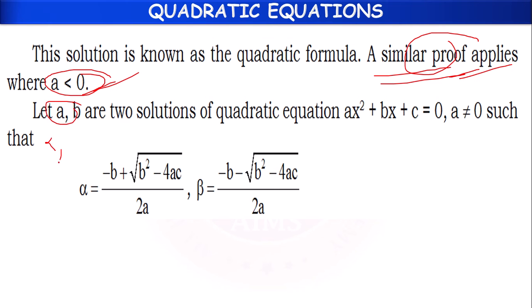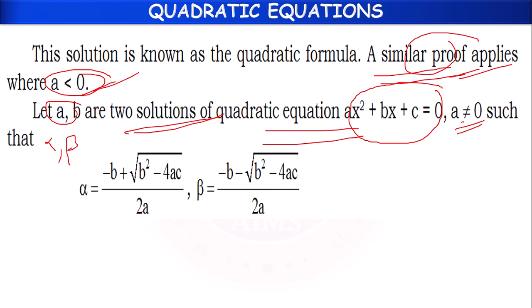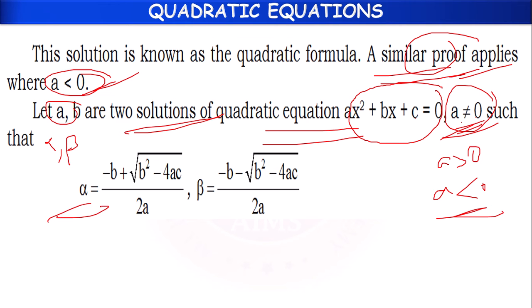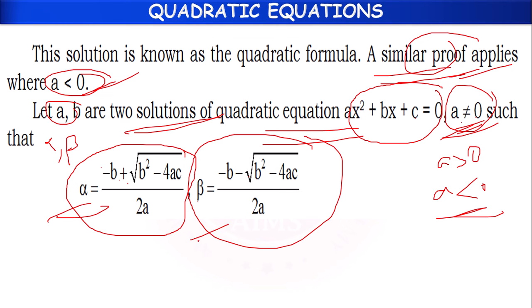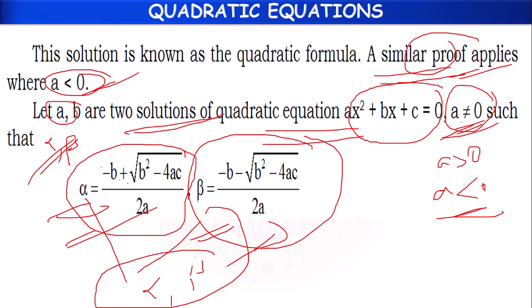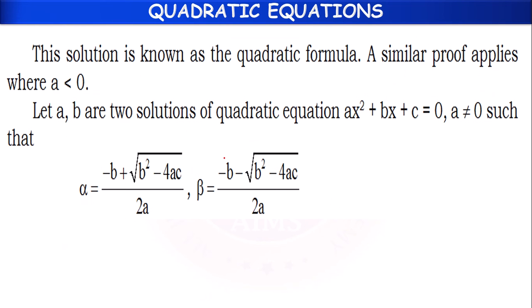That means if alpha, beta are the solutions of the quadratic equation ax square plus bx plus c equal to 0, where a is not equal to 0, a may be greater than 0 or less than 0 but not equal to 0, in this case alpha will be minus b plus root of b square minus 4ac by 2a, and beta will be minus b minus root of b square minus 4ac by 2a. In this way, with the help of the quadratic formula, we can directly find the values of alpha and beta, which are the roots of the quadratic equation.